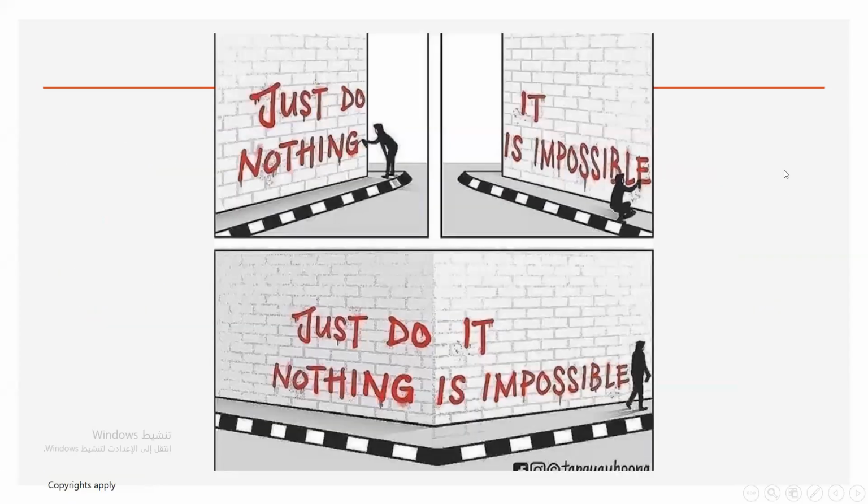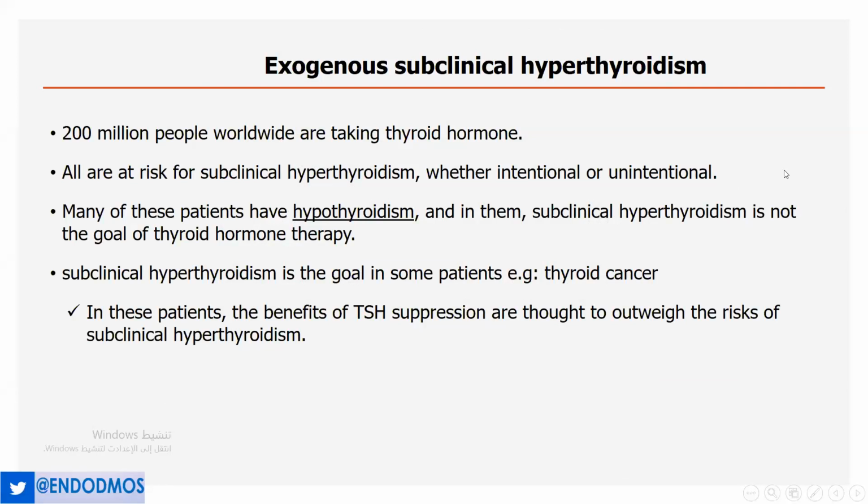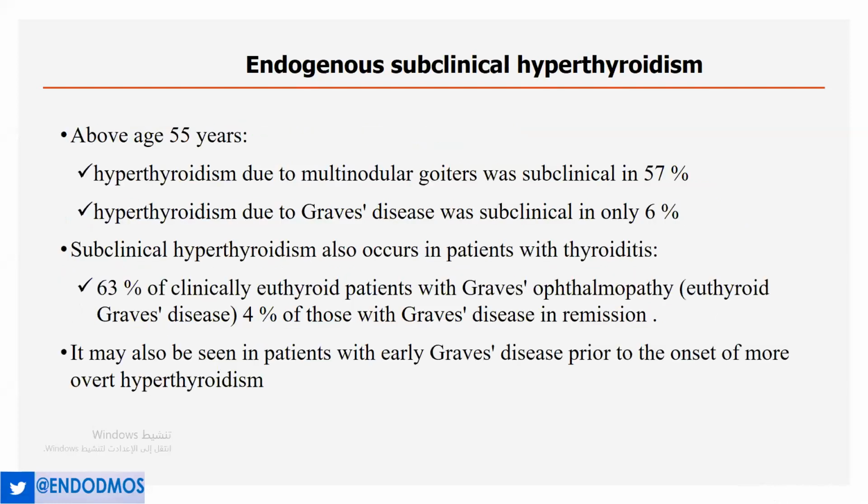Nothing is impossible. Exogenous subclinical hyperthyroidism: 200 million people worldwide are taking thyroid hormone. All are at risk of subclinical hyperthyroidism, whether intentional or unintentional. Many of these patients have hypothyroidism, and subclinical hyperthyroidism is not the goal of thyroid hormone therapy. Subclinical hyperthyroidism is the goal in some patients, e.g. thyroid cancer, and in these patients the benefit of TSH suppression is thought to outweigh the risk of subclinical hyperthyroidism.